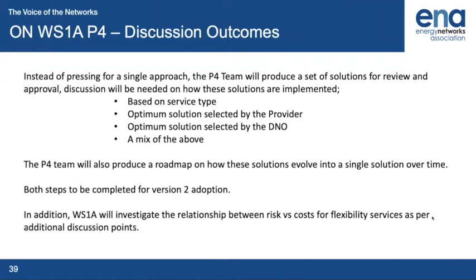Thanks, Dan. So with Bayes and Ofgem, it was a very healthy discussion, and there were some very good points, but these were the kind of pullouts, the actions that we've taken forward as a team. It was acknowledged across the group that it would be impossible at this point to have one single approach to liabilities and indemnities that could be implemented. So instead, we would produce a set of options for review and approval, both within ENA and through those ongoing discussions with Bayes and Ofgem, with discussions based on how these would be implemented.